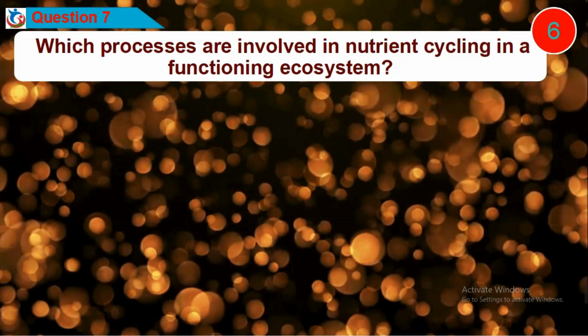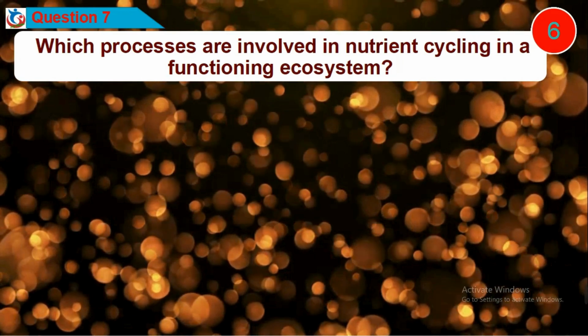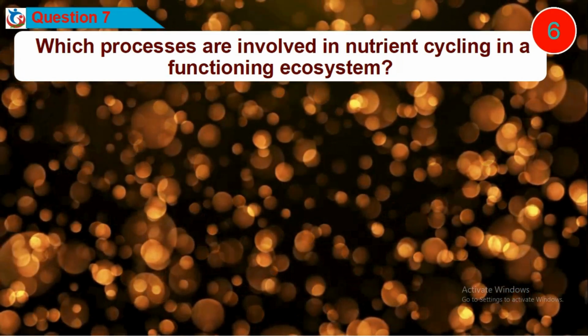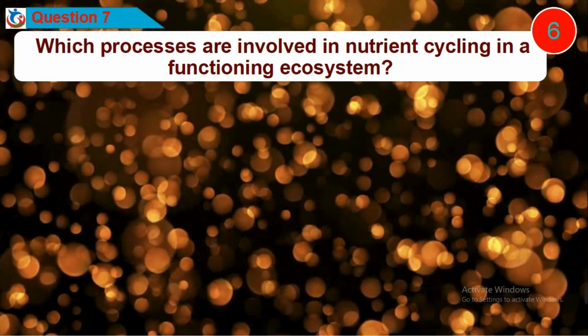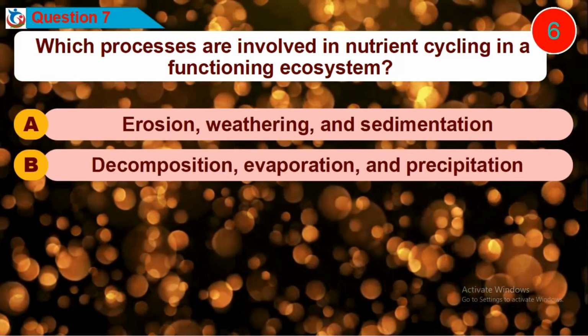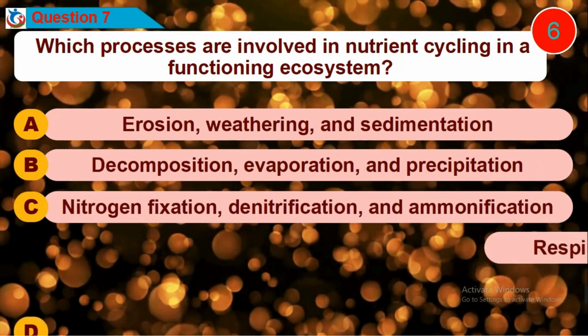Question 7. Which processes are involved in nutrient cycling in a functioning ecosystem? Is it option A, B, C, or D?